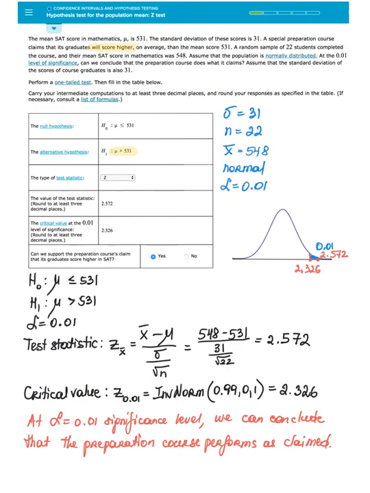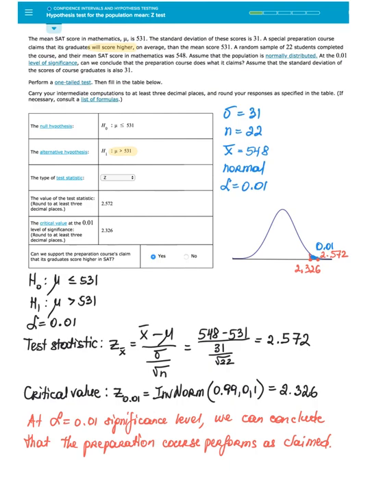At the 0.01 level of significance, can we conclude that the preparation course does what it claims? Assume that the standard deviation of the scores of course graduates is also 31. Perform a one-tail test, then fill in the table below. Carry the intermediate computations to at least 3 decimal places and round your responses as specified in the table. This example differs from the one we did previously in the method which we have to use to make a decision regarding the null and alternative hypotheses.